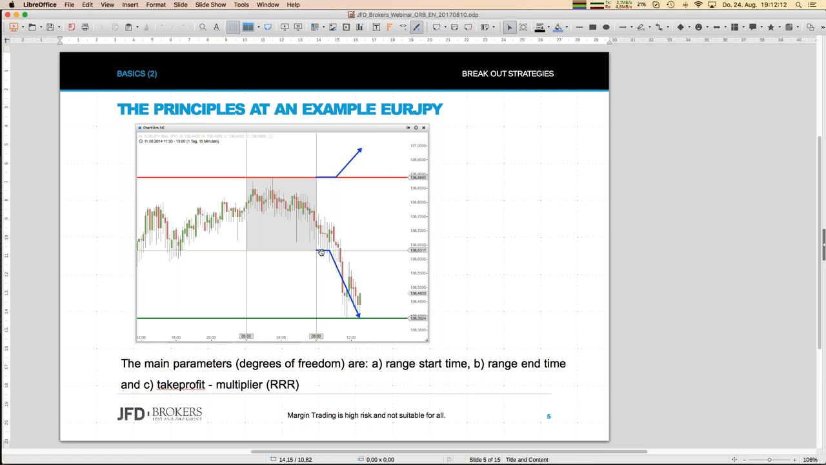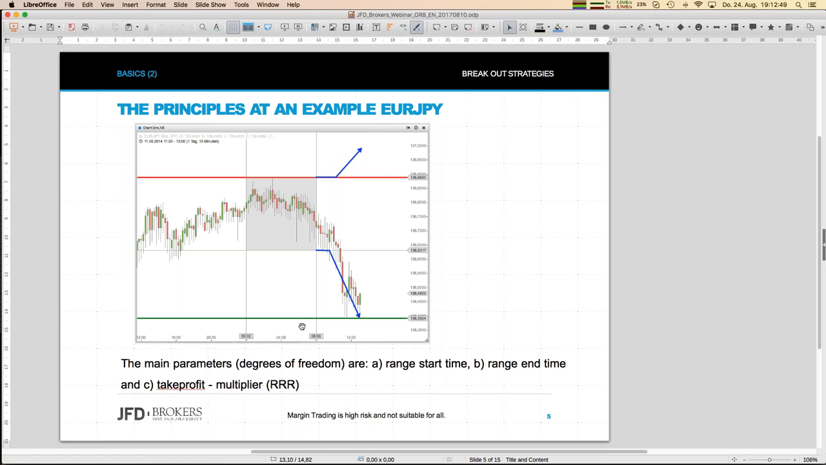So the stop loss itself is not a degree of freedom because it's well described within the logic of the strategy itself. So therefore, we don't have to think further about the stop loss. Stop loss is given. But take profit? Yeah, take profit is a degree of freedom. And in my case, I simply use a risk reward ratio of one. And that risk reward ratio of one exactly leads to a take profit here to that green line on the lower end.